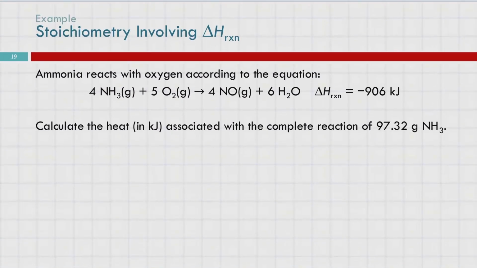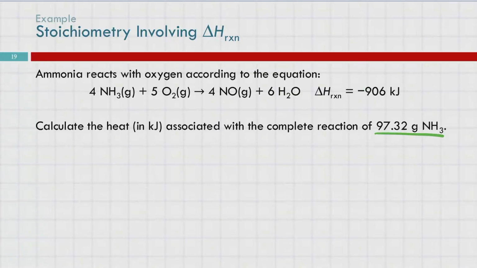We can also do a slightly longer calculation if we start with grams. So we are reacting ammonia with oxygen according to this equation. It's balanced. We've got coefficients. And the enthalpy of the reaction is endothermic or exothermic? Exothermic. It's a negative. That means it's releasing heat.